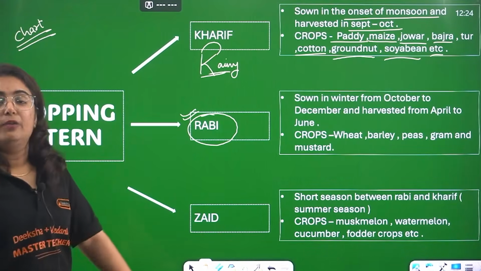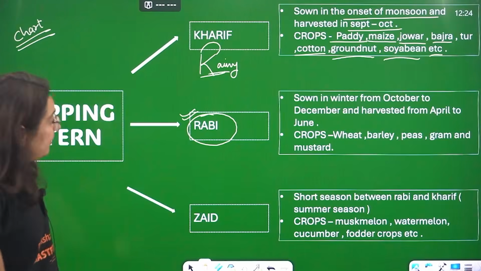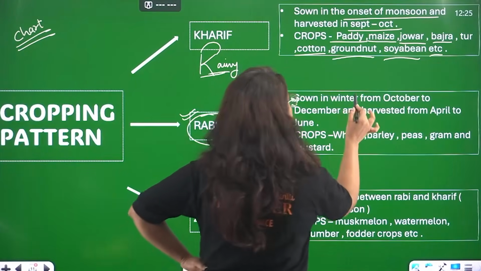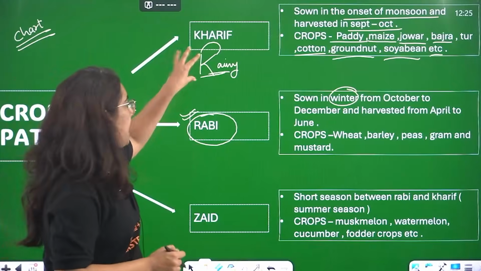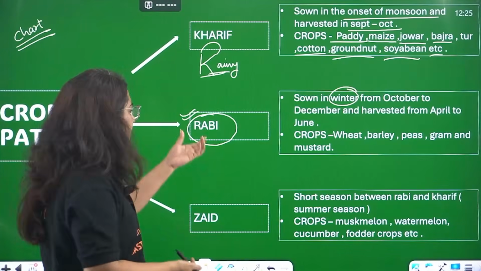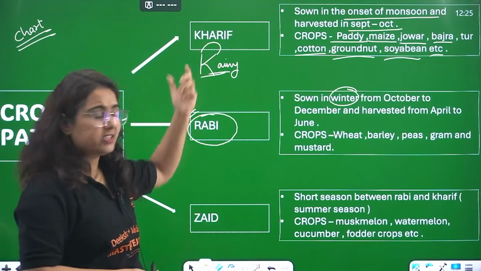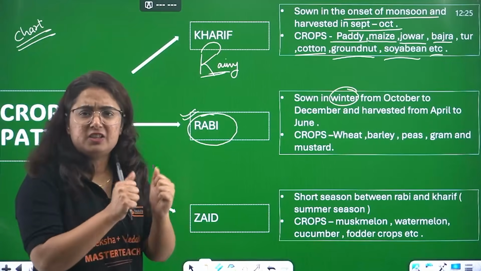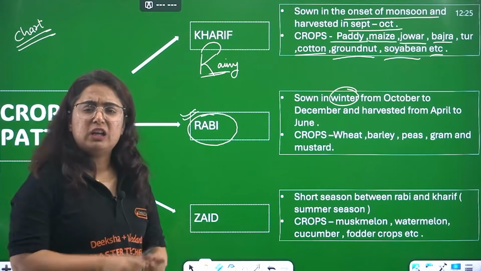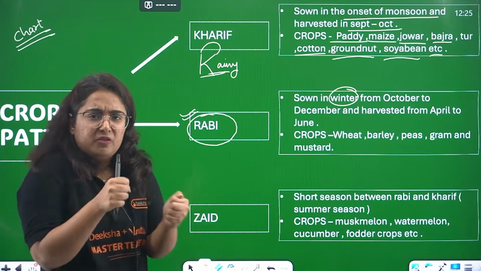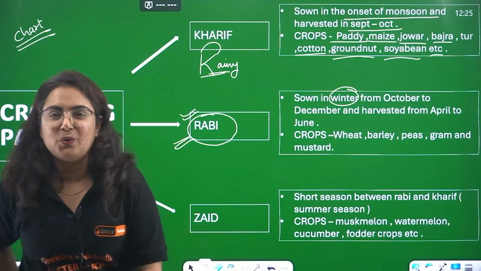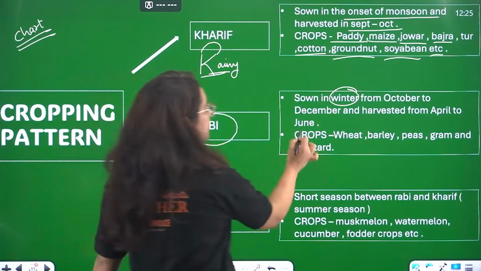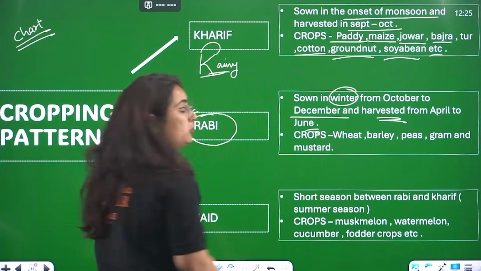Which crops? Rabi crops. These types of crops are grown in winter. You know how I remember that? See, Kharif has more letters and Rabi has fewer letters. You know that when winters come, we shrink. And hence, the Rabi crop is grown in winter from October to December and harvested from April to June.